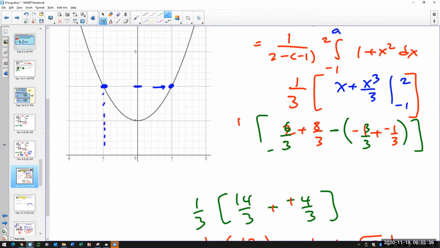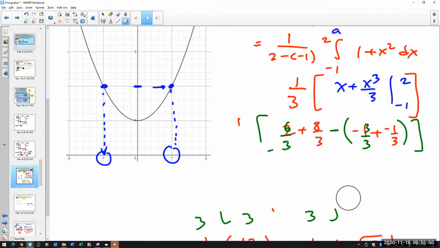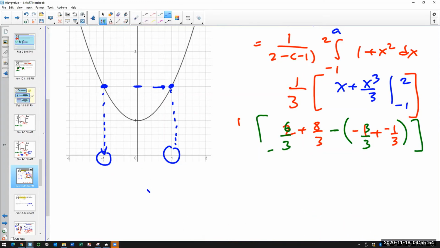And so graphically, I can see that the 2 C values are going to be negative 1 and 1. Do you guys see that? Kind of like mean value theorem. They always ask, well, what X value does this happen at? Well, this mean value, this average value happens at X equals plus or minus 1. But how do you actually calculate that?